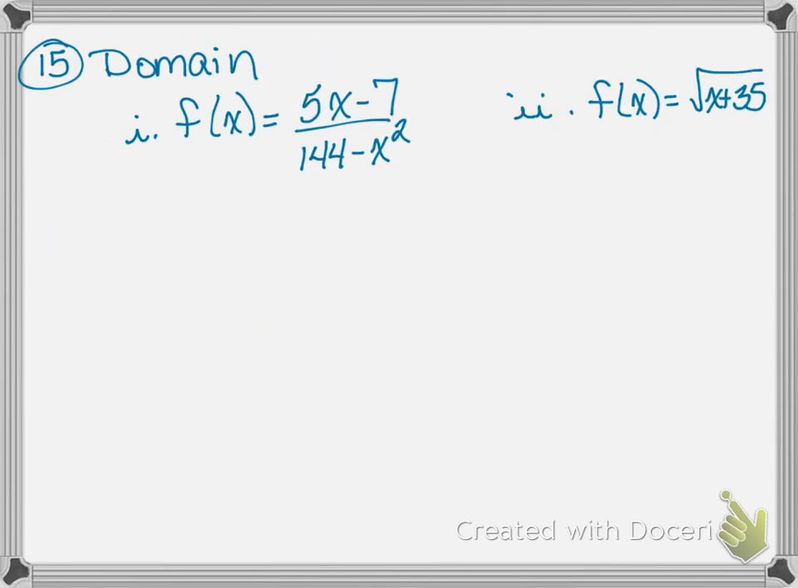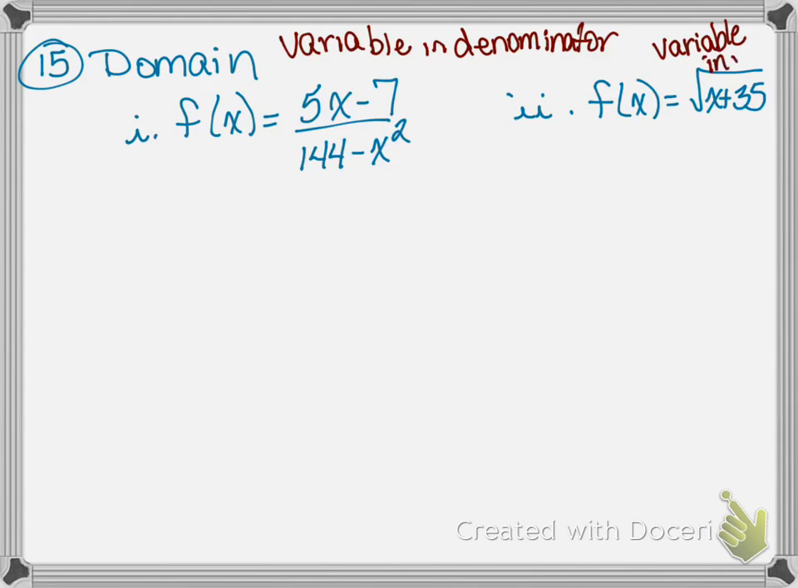Okay, on number 15, we're talking about domain. And remember, when you are talking about domain, we have to limit our domain in two situations. The two situations where we limit our domain is when we have a variable in the denominator of a fraction, and that's what's going on in our first example, because our denominator cannot equal 0. The other time that we limit our domain is when we have a variable in a square root. So those are the two most common times that at this level in mathematics, we limit our domain. So I'm going to put variable in square root.